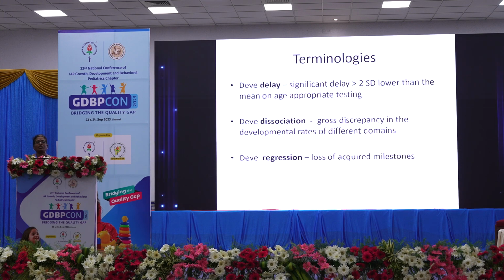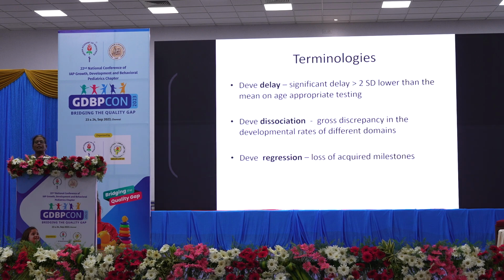There are certain terminologies. When will we call it a developmental delay? When there is a significant delay, more than 2 standard deviations lower than the mean on age-appropriate testing. And developmental dissociation is when there is a gross discrepancy between different domains. Why there is a need to recognize all these things is, whenever there is a gross delay in acquiring the motor milestones, whereas the other milestones are normal, then our first differential diagnosis will be neuromuscular disorders.